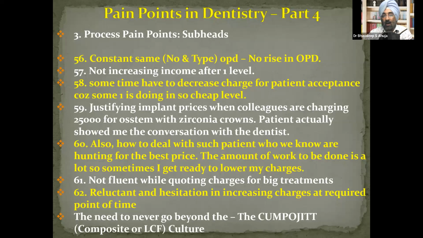But then people are hunting for the best prices. I always say 4 तरह के पेशेंट होते हैं, A, B, C, D. A for amazing, B for breadwinning, C for convenience, D for dangerous.